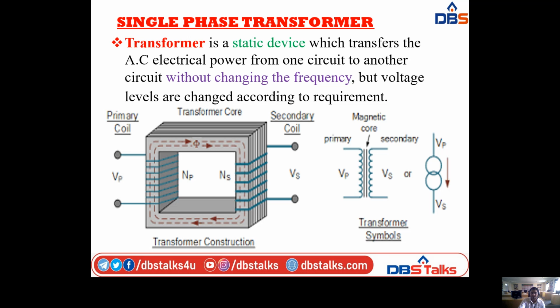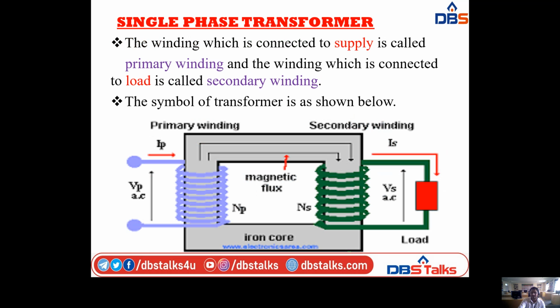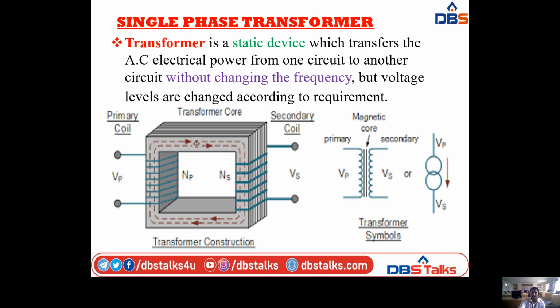Next, the winding which is connected to the supply. I said that on the left side we have the primary winding. So this winding is connected to the supply.